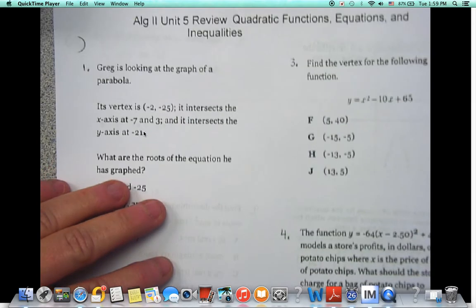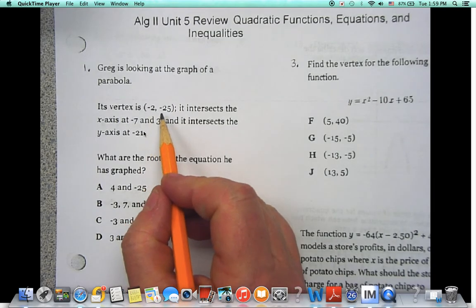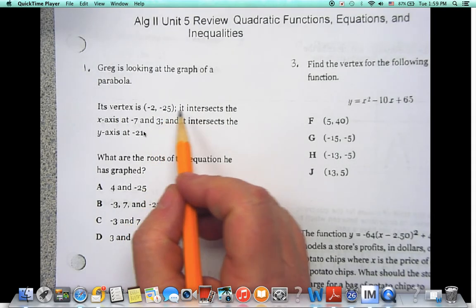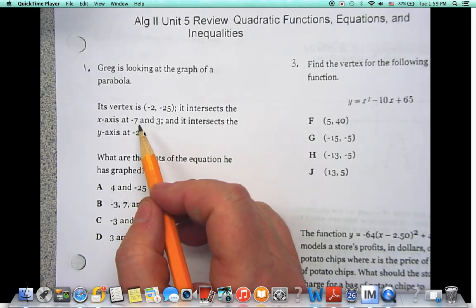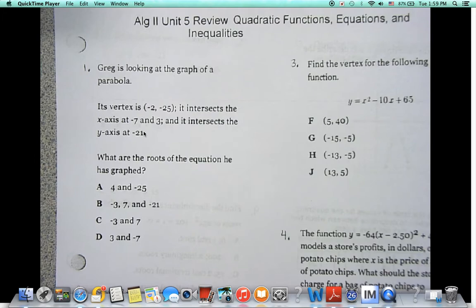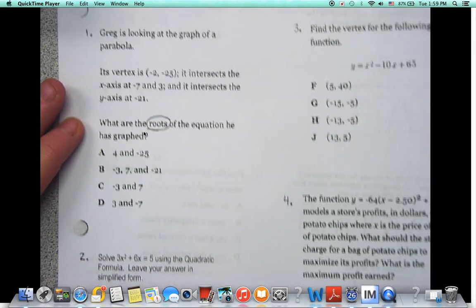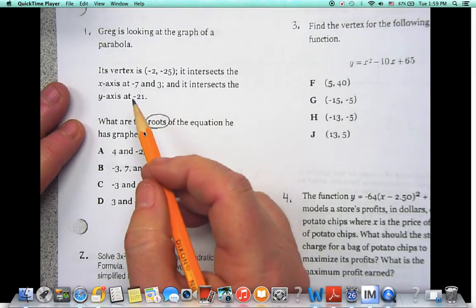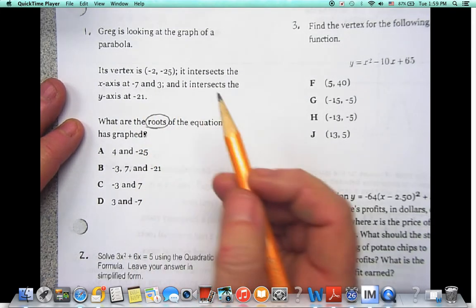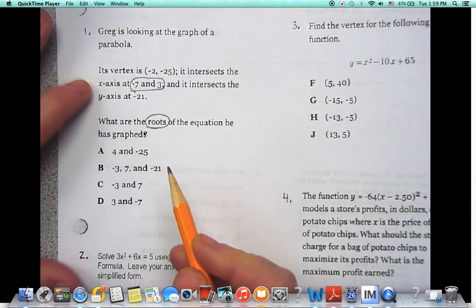All right, Greg is looking at the graph of a parabola. Its vertex is (-2, -25). It intersects the x-axis at -7 and 3, and it intersects the y-axis at -21. What are the roots? Circle the roots. Which one of these up here are the roots? -7 and 3. Why? Because that's where it intersects the x-axis.